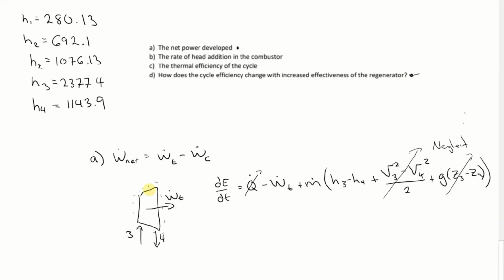Same with our heat loss. It is possible that we're losing heat, but we're not told anything about it, and the power we're losing from the heat is probably quite small compared to what we're generating. So in the grand scheme of things, we can neglect this. We're also going to assume steady state, so that goes to 0. This gives us our turbine power is equal to m dot (h3 minus h4). The nice thing is we have h3 and h4, but we will need to find m dot.